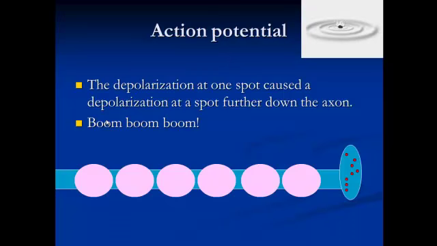So let's look at this in a big picture. The action potential goes down the axon and causes the release of neurotransmitters. Boom, boom, boom, gotta get that. I'm always reminded of that boom, boom, boom going down the axon.